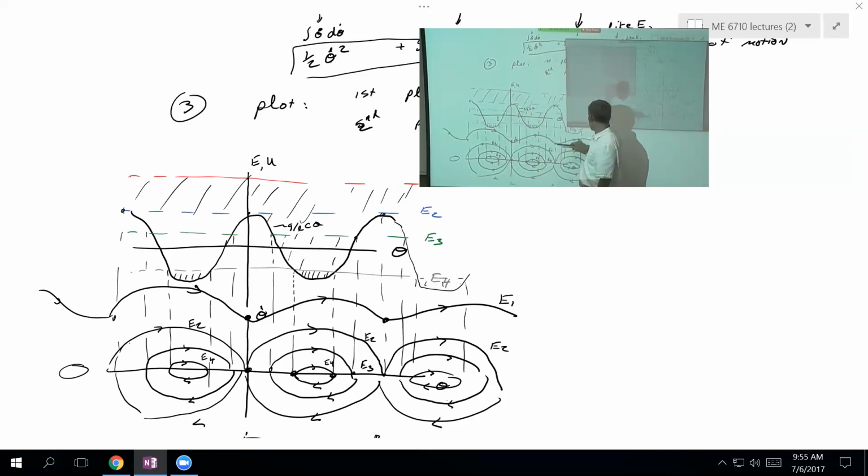Or I could even give it more energy. I could give it E1 energy, and in this case, once I get going, I just keep going. I don't even come to a stop. I just keep going around and around, and that's what I'm seeing here. It's all a function of the energy that goes into the system.